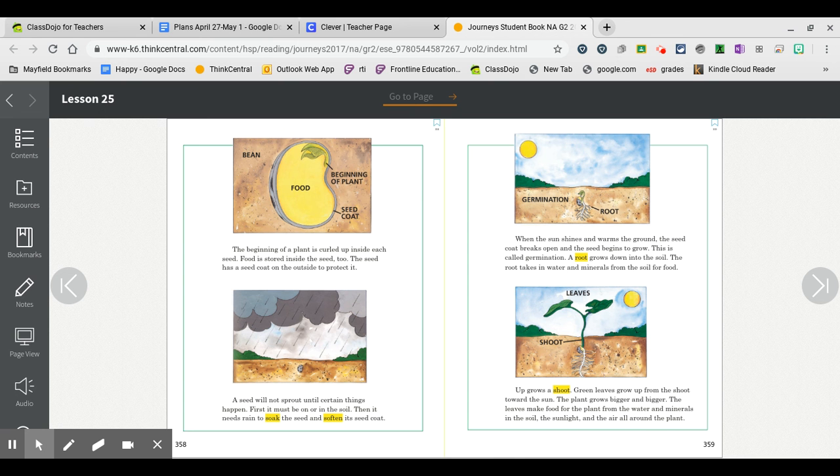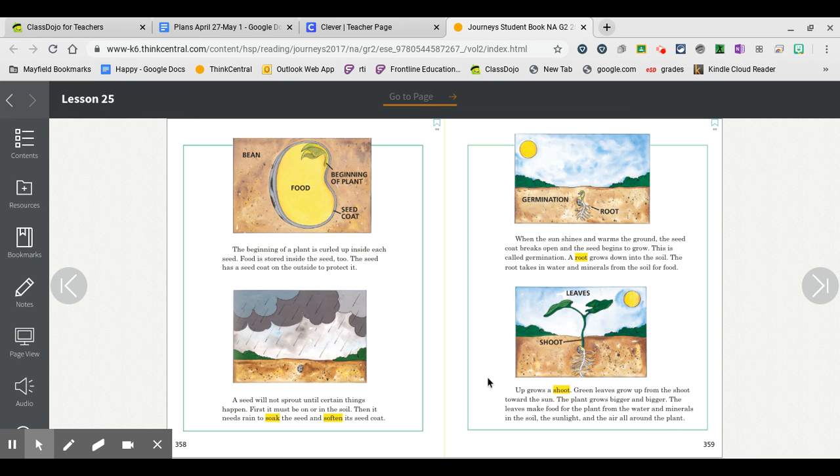Let's think about the diagrams over here. We could add on our chart that we see a diagram with labels on page 359. We see 2 of them actually. What is the purpose of the first diagram? Yes, it is to show what germination looks like. We see that the roots grow down in the soil. This helps us understand our text more as this paragraph discusses germination.